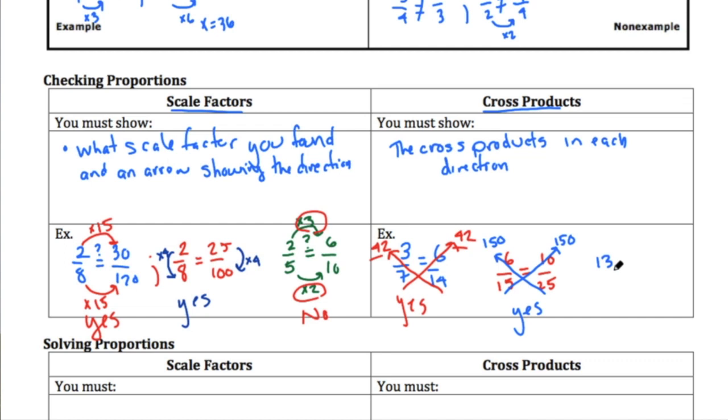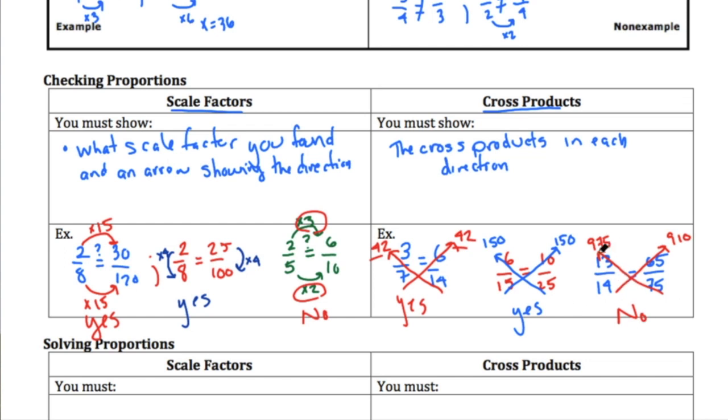Now, if we'd started with something like 13 over 14 and 65 over 75, are these equivalent ratios? Is this a sound proportion? Well, we multiply this way, and calculators are permitted for this unit for me. So if I multiply this way, I get 910, and if I multiply this way, I get 975. Different numbers, meaning no, this is not proportional. These are not equivalent ratios.